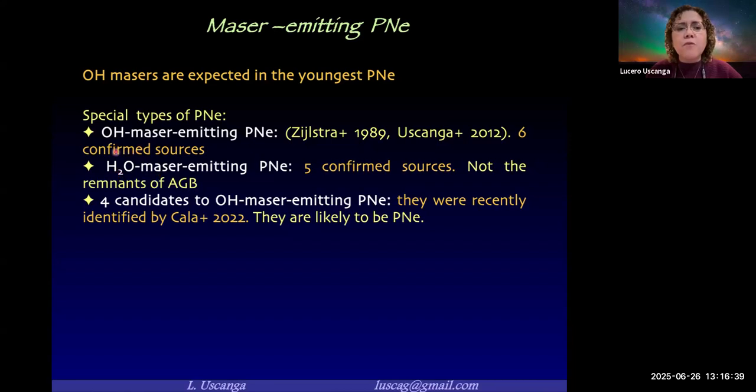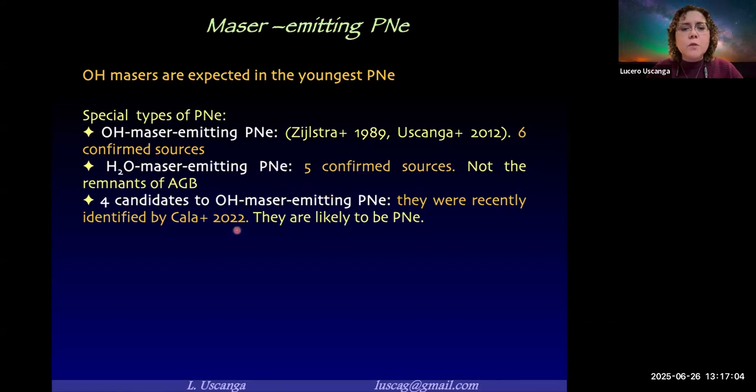There is also a group of planetary nebulae that present water masers, and we think that these water masers are not the remnant of the AGB phase, because they are supposed to disappear in only 100 years. So most probably there are other mechanisms that excite the water masers associated with these sources.